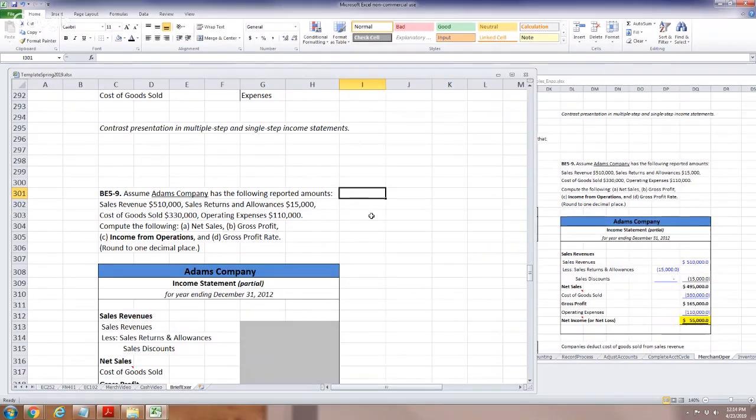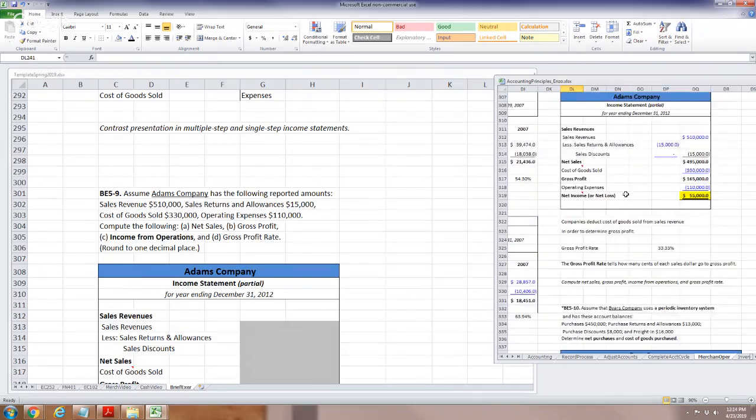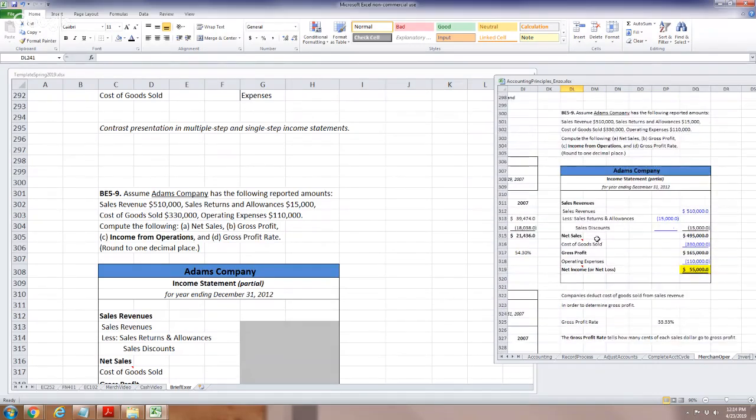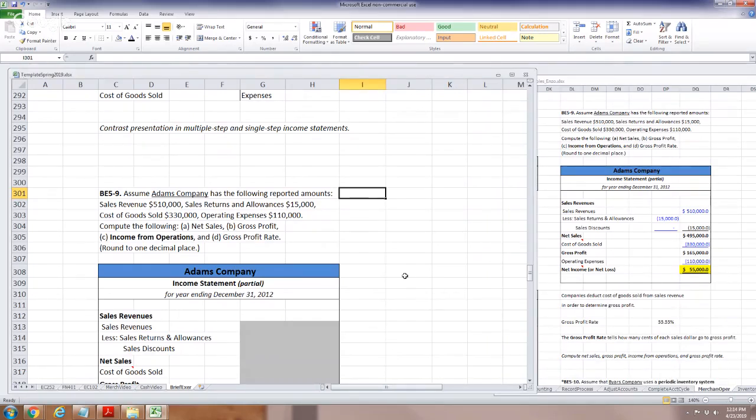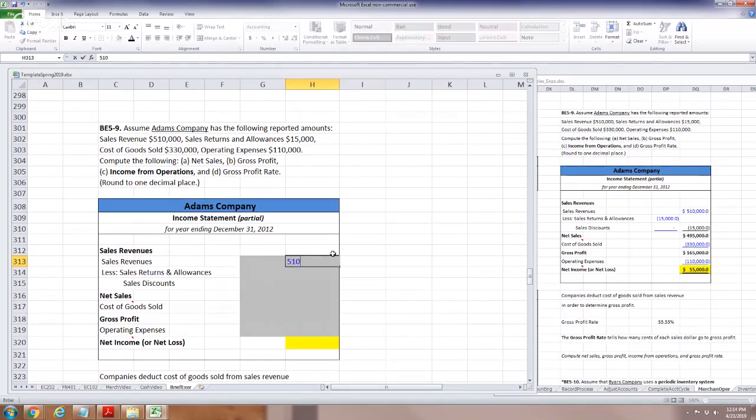Number nine is Adam's company and the final reported amounts: sales revenue, returns. We're going to go through everything, and again, you can't do enough of these income statements. When someone makes an investment, you're plugging something into someone's cash flow system, and what is that component? It's this. If you don't have this, you're not going to have a deal. Sure, there's arbitrage and all that, but you always have to do a fundamental valuation of what's happening.